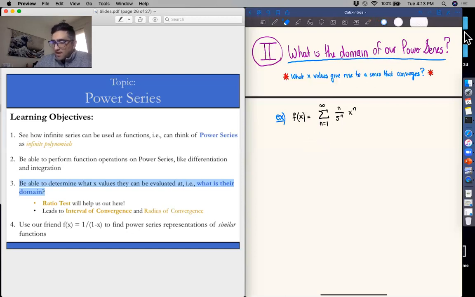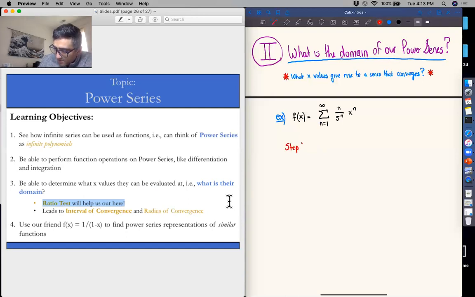And before we get into it, I mentioned earlier, very briefly, ratio test is really going to help us out here. And that's really the first step of what we're going to do. So let's actually apply ratio test to this power series. So remember what ratio test was. We take the limit as n goes to infinity of the next term of the series, the n plus first term.